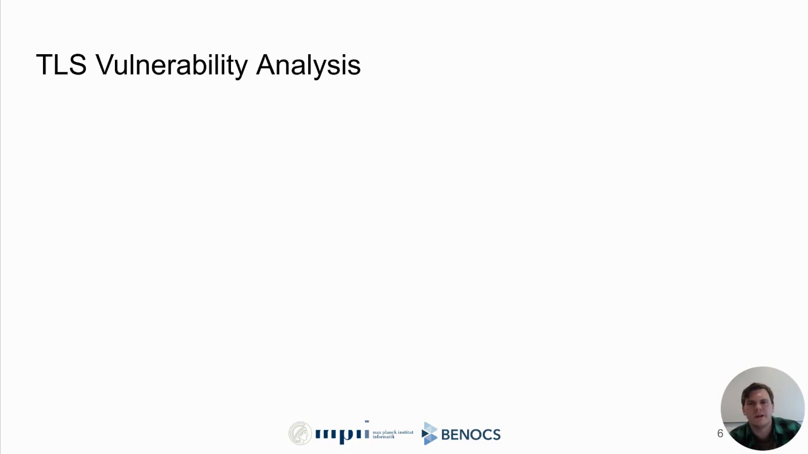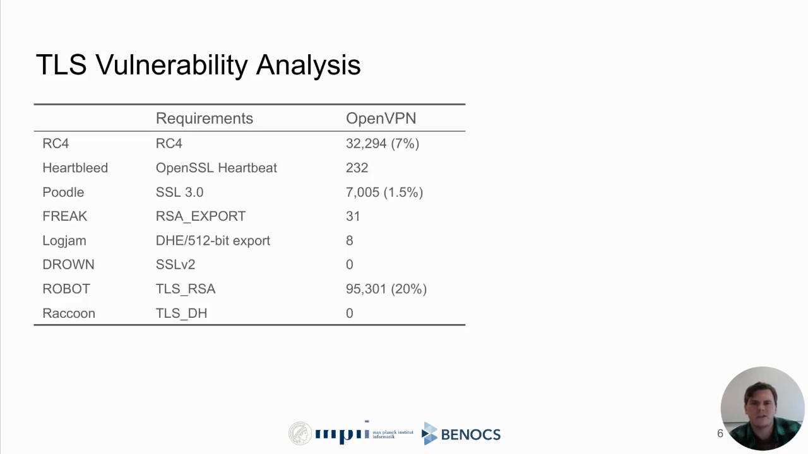Next, we performed a TLS vulnerability analysis where we conducted a series of measurements to try to find potentially vulnerable servers for several attacks. All of the attacks, apart from Heartbleed, are TLS downgrade attacks, meaning we try to actively downgrade the cipher suites or TLS version. And for Heartbleed, we probe for the OpenSSL Heartbeat extension, which is the underlying factor for the Heartbleed vulnerability.